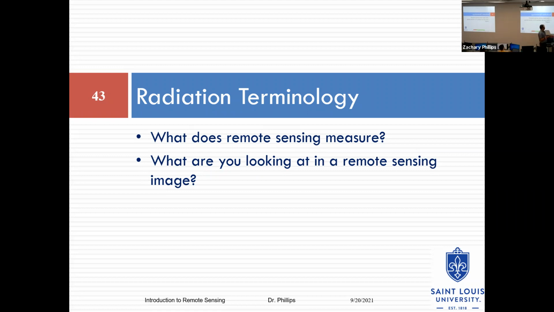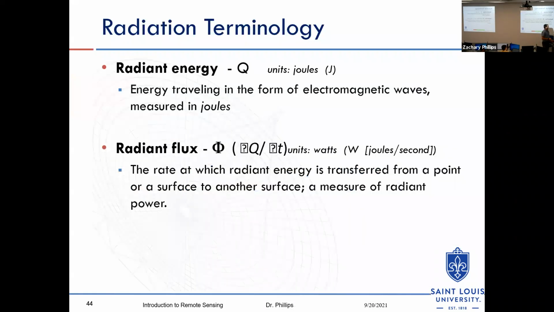So in this section, we're going to talk about what exactly remote sensing measures, and what you are looking at in a remote sensing image. We're typically measuring radiant energy. This is denoted as Q. Its units are joules. This is the amount of energy that is traveling in the form of EMR. So we measure this in joules.